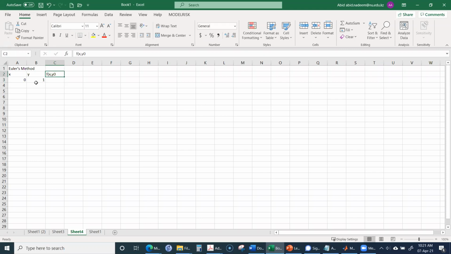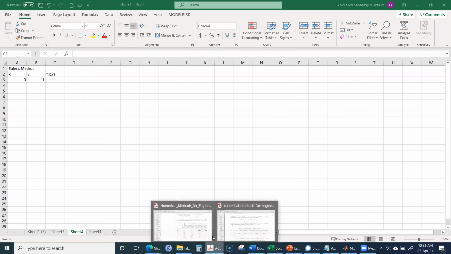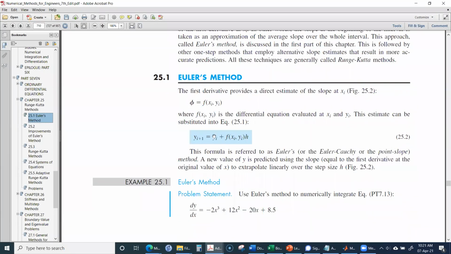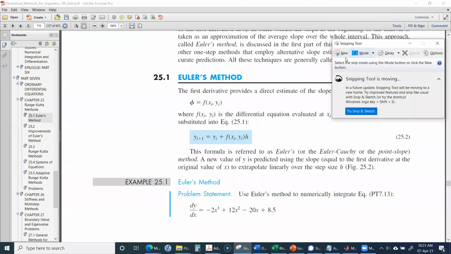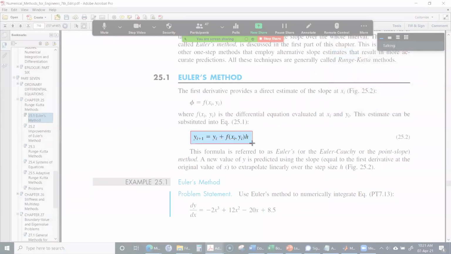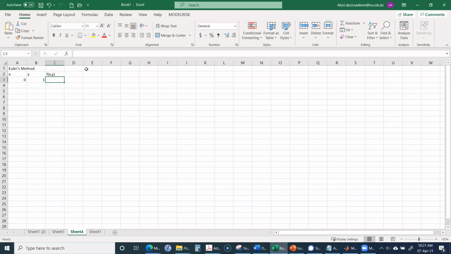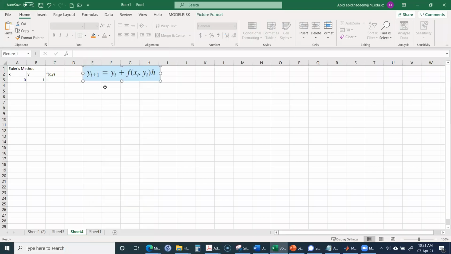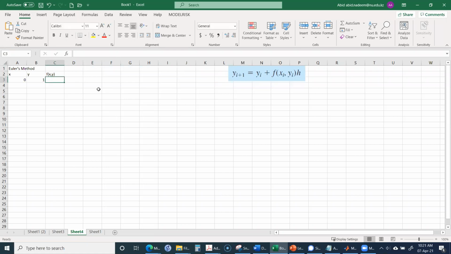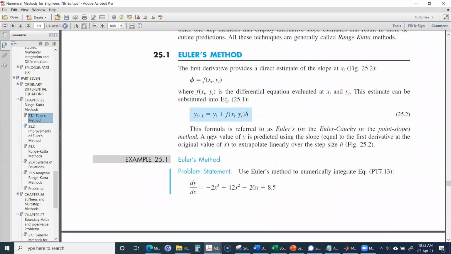Remember that f of x comma y. Remember the equation of Euler's method is this. So this is the equation of Euler's method. In this equation we need the value of y and f of x_i, y_i. So for the values of f of x_i, y_i, we need to input the values into this equation. The original equation is this.